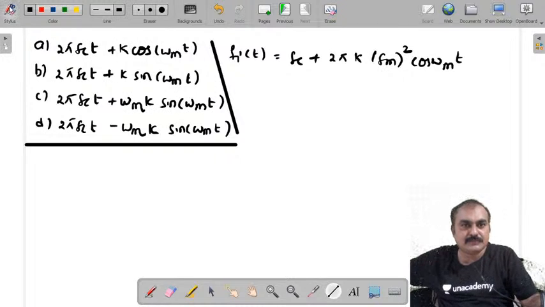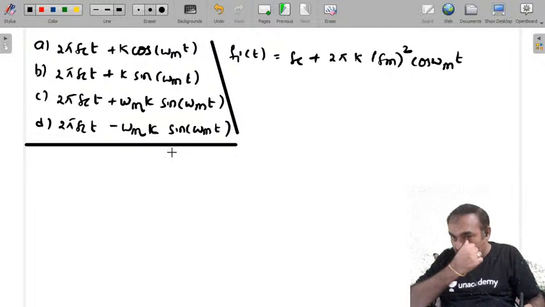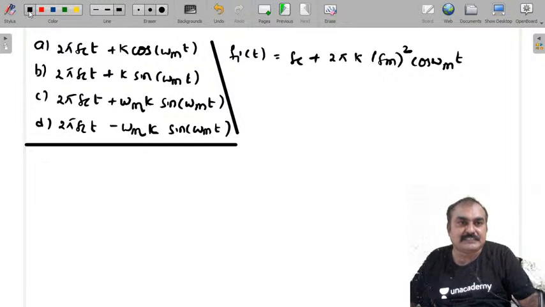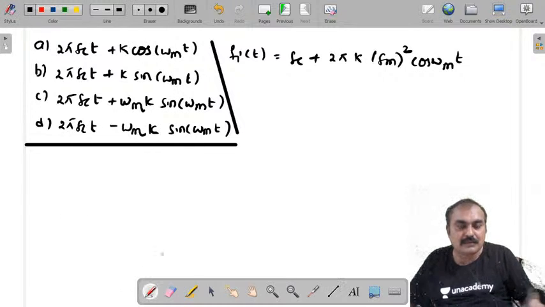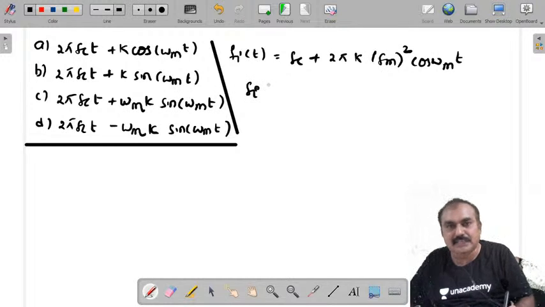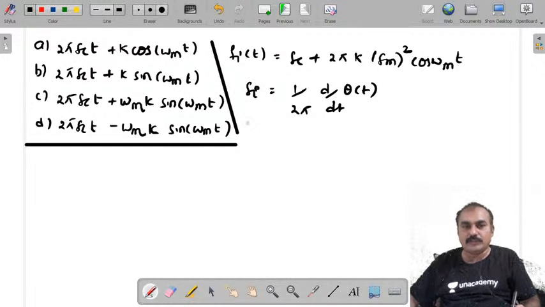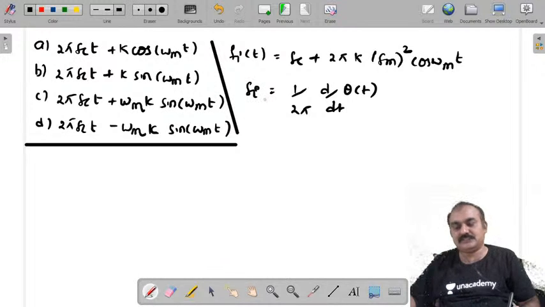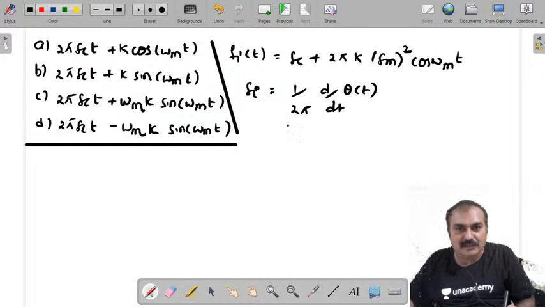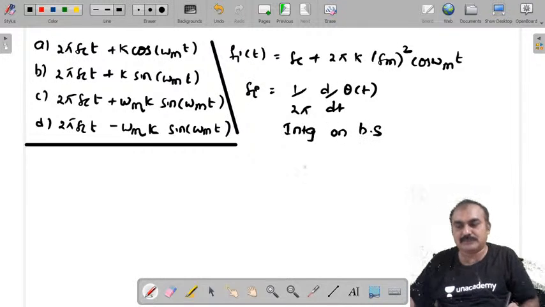My dear students, now first we need to write down the instantaneous frequency formula. What is the formula for the instantaneous frequency? Fi equal to 1 by 2 pi into d by dt of theta, this is the formula. Already I told you in frequency modulation. Now from this, we have to do the integration on both sides. On both sides I have done the integration, my dear students.